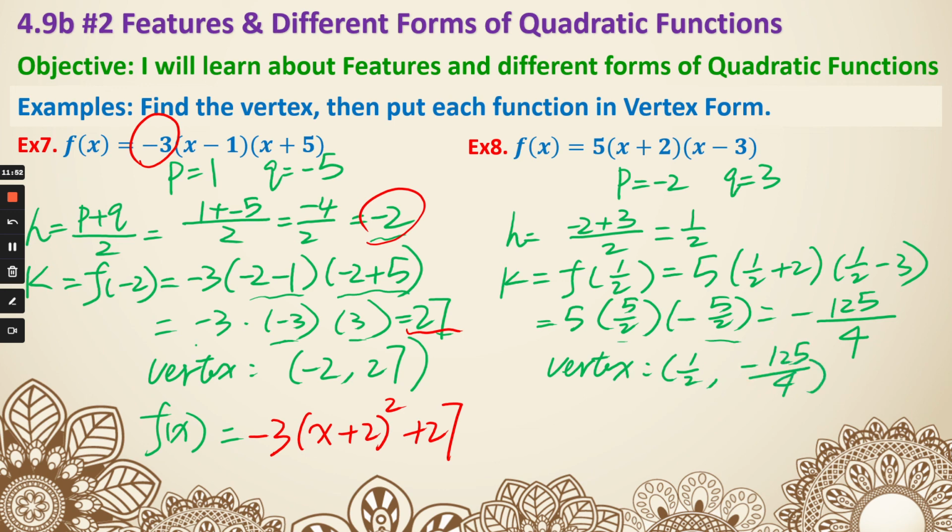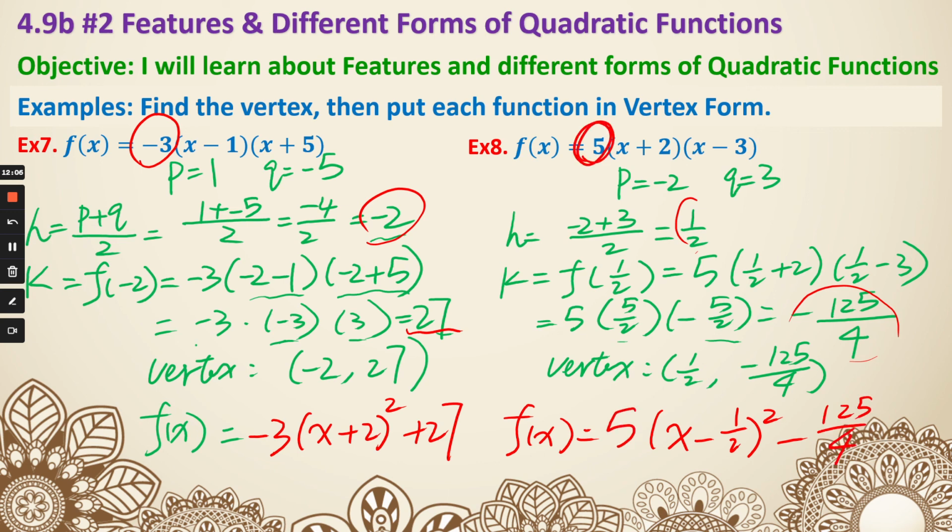And my function is going to be x minus, because it's 1/2, so it's going to be x minus 1/2 squared, and add on the k, which is -125 over 4. Don't forget our a in the front, 5. That is the final vertex form. That is everything for 4.9b. Thank you.